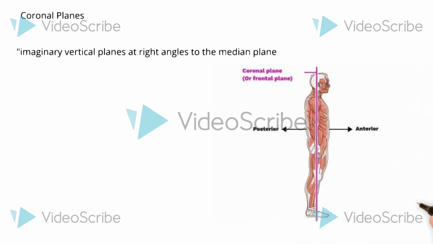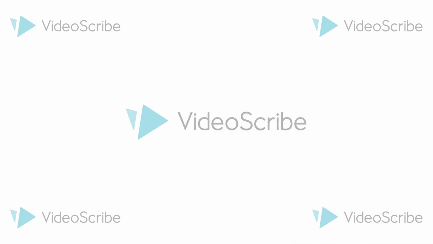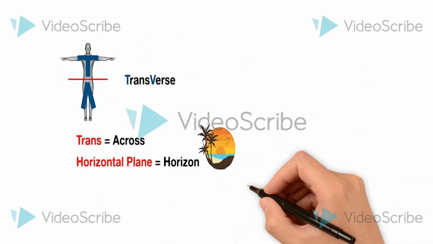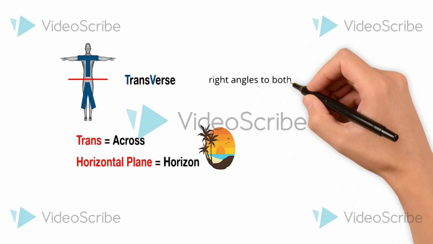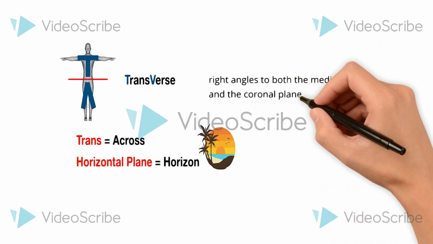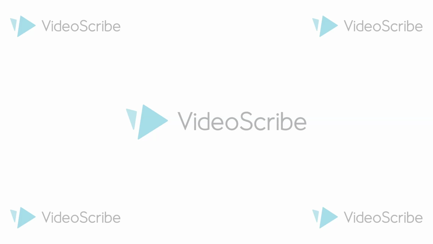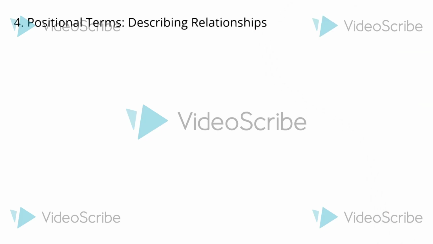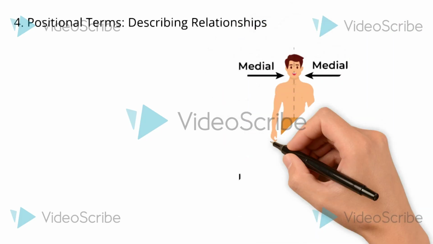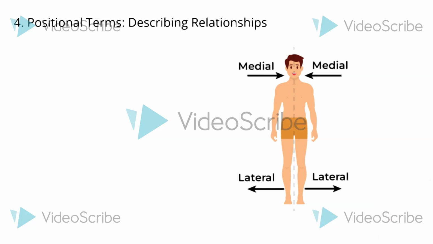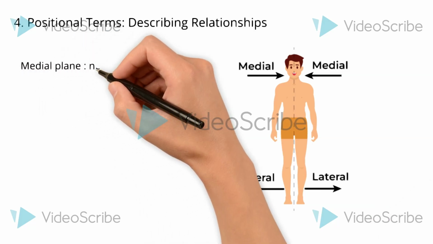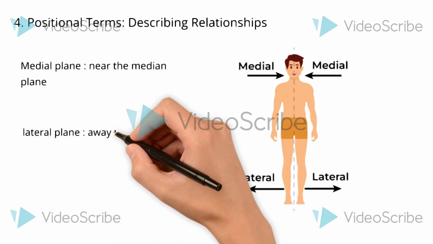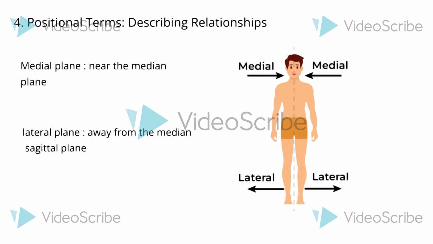4. Positional terms. Describing relationships. A core theme of the document is the vocabulary for describing the relative positions of body parts. It covers medial and lateral. A structure situated nearer to the median plane of the body than another is said to be medial to the other. Similarly, a structure that lies farther away from the median plane than another is said to be lateral to the other. Anterior and posterior indicate the front and back of the body, respectively.